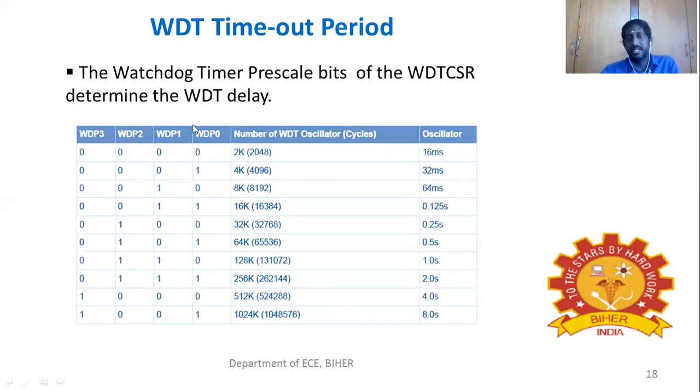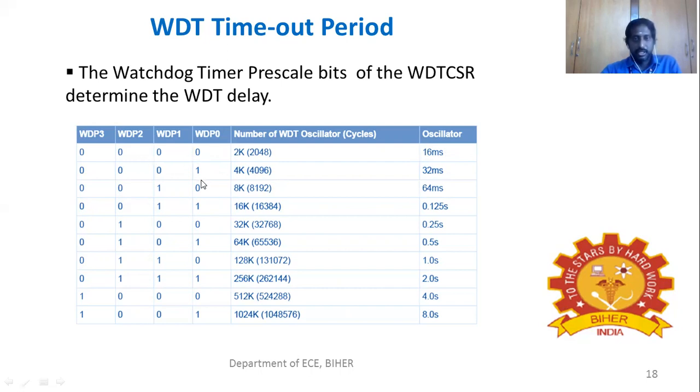So these 4 prescale bits are there: watchdog timer prescale bits 3, 2, 1 and 0. And these are the number of watchdog timer oscillator cycles related to these prescale bit conditions, and then this is the oscillator time. So first, when all prescale bits are 0, then this is 2K number of oscillator cycles. So 2 into 1024, this is 2048 oscillator cycles. The corresponding time period is 16 milliseconds.